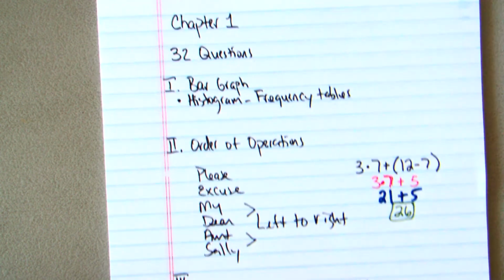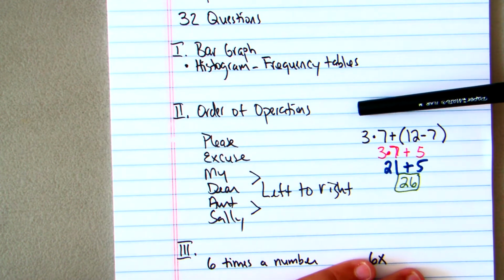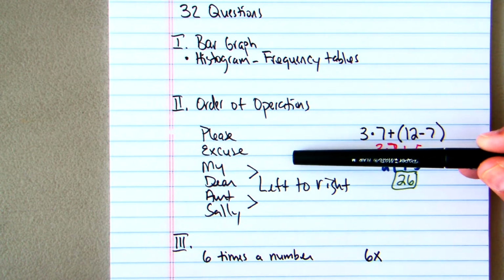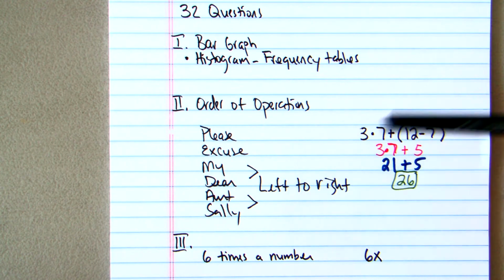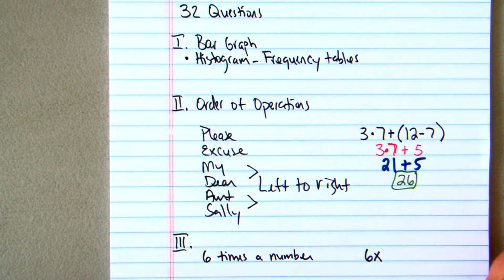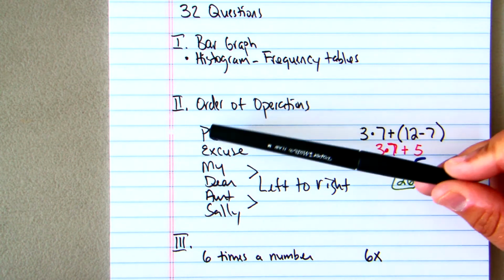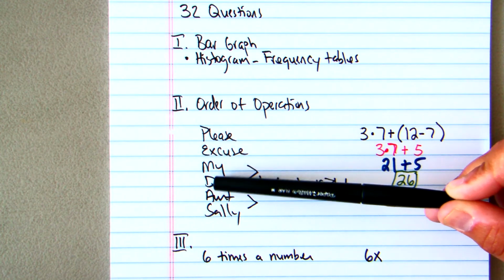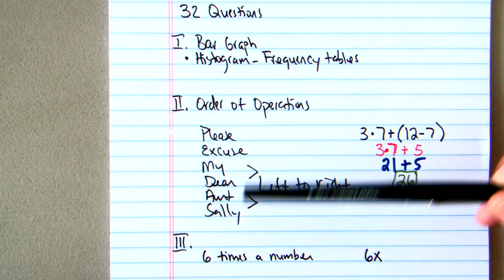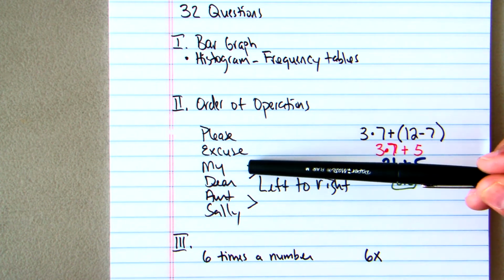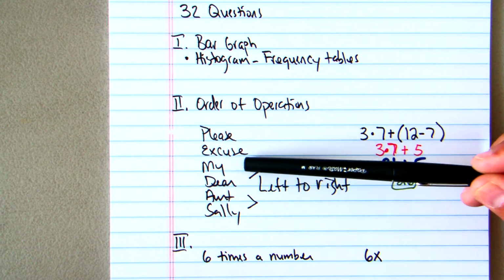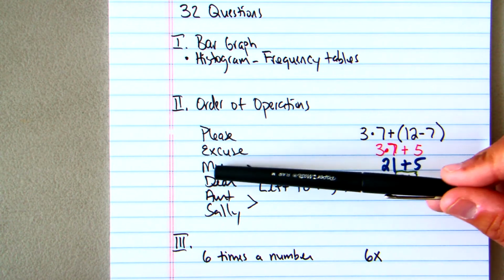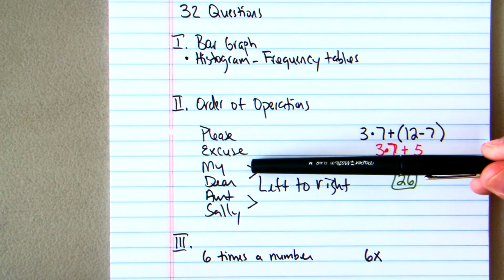Alright, section 2 deals with order of operations. If you remember what we learned in class, please excuse my dear Aunt Sally. That's going to help you out tremendously on this part. That stands for parentheses, exponent, multiplication, division, addition, and subtraction. And when you get down to the my dear, or the multiplication, division, addition, subtraction, if it's on the same level, just go left to right. So starting with the problem, go left to right.